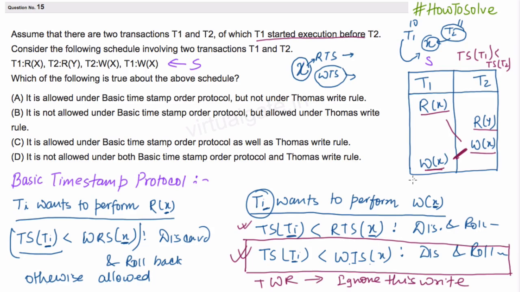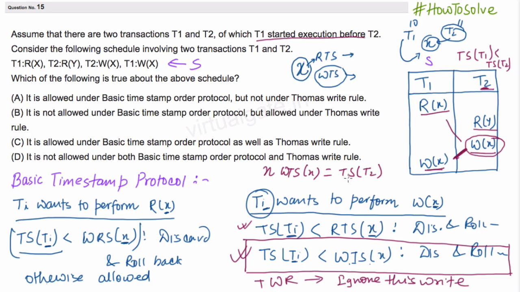What we are trying to do, basically, is that this transaction Ti, that is T1, wants to perform a write. Now what is the write timestamp value at that moment? For x, the write timestamp value will be equal to the timestamp of T2. Why? Because this is the last write T2 has performed over x.